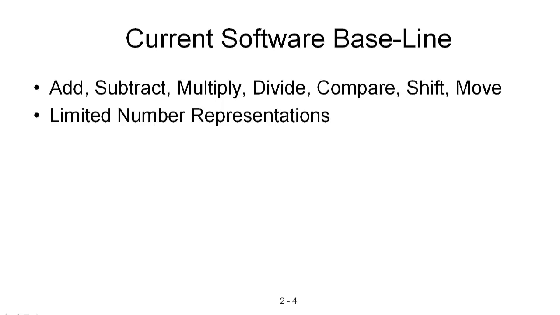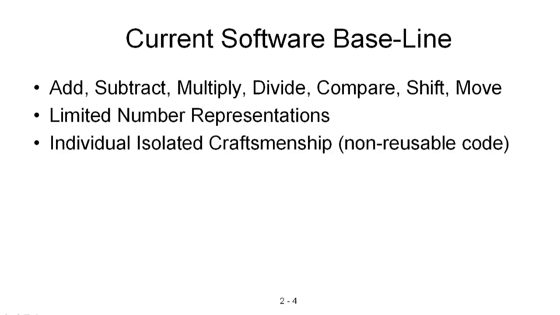We have a very limited number of representations: a base 2 numbering system with a fixed, limited set of bits, and this is our world, our baseline. And then we have individual isolated craftsmanship, which is that each application we build is independent from any other application. So it's non-reusable code. You write a great application with a lot of capabilities, but you can't really use that for another purpose. I've tried. It doesn't work. You can say, well, I'll write an API. Well, that really doesn't work, unless you really have a purpose for it, which generally we don't.